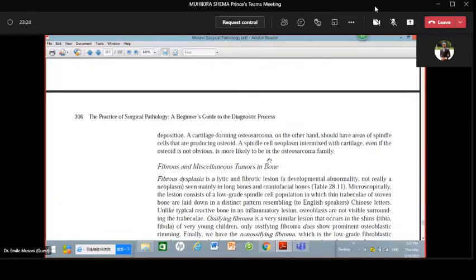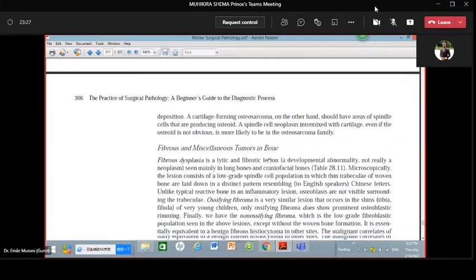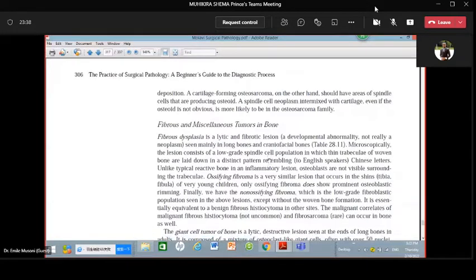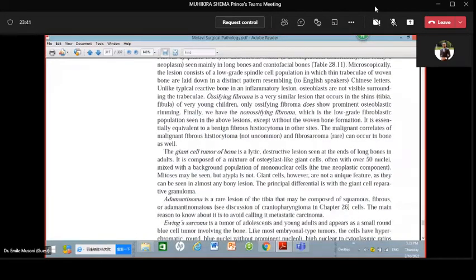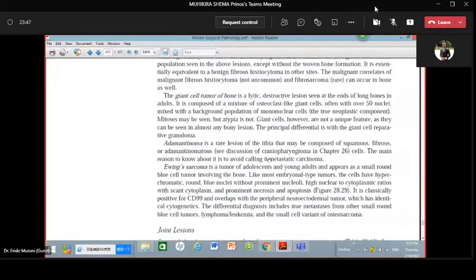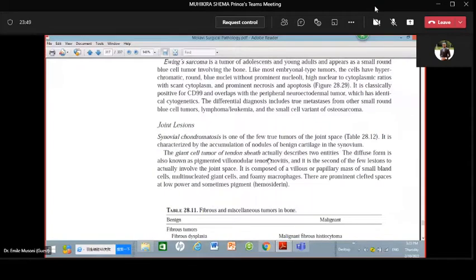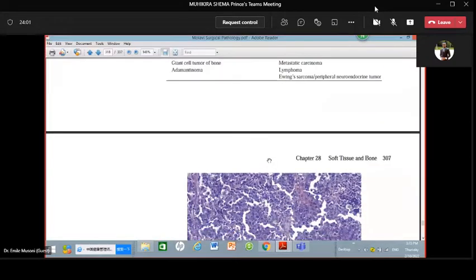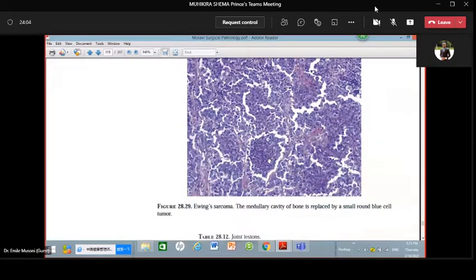There are some fibrous or miscellaneous tumors in the bone, like fibrous dysplasia. This is the lytic and the fibrotic lesion, mainly in long bone and craniofacial bone. There is what we call giant cell tumor, adamantinoma, Ewing sarcoma, which we have seen. There are some joint lesions like synovial chondromatosis, an accumulation of benign cartilage. This is an image of Ewing sarcoma.